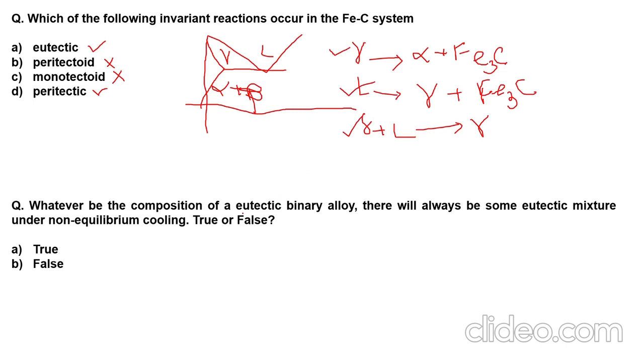Then after that we have: whatever be the composition of a eutectic binary alloy, there will always be some eutectic mixture under non-equilibrium cooling. Is it true or false? We are talking about non-equilibrium cooling, and we are talking about a eutectic mixture. It says that whatever the composition, there is always a possibility of having a eutectic mixture. Is it true or false?